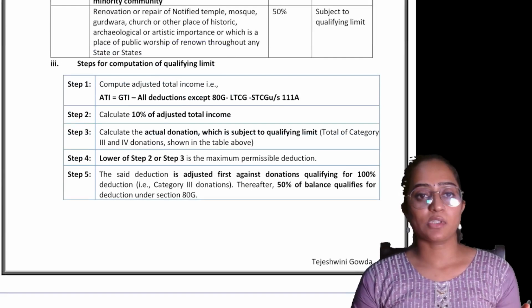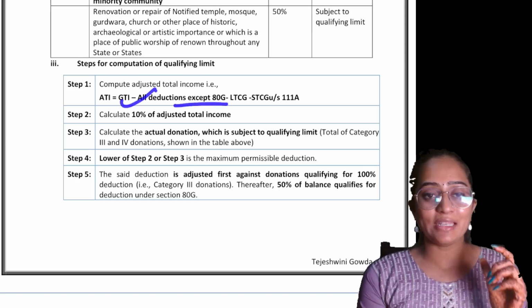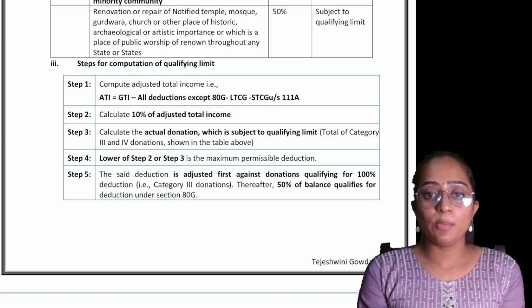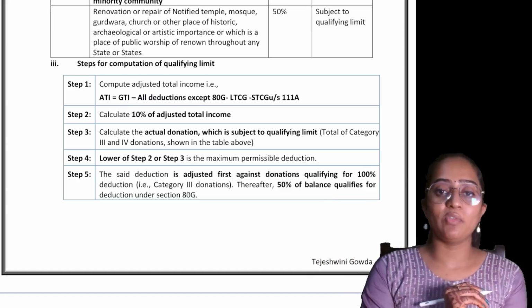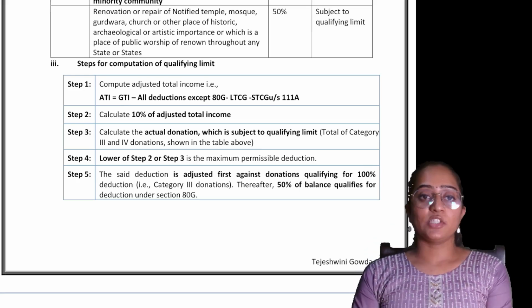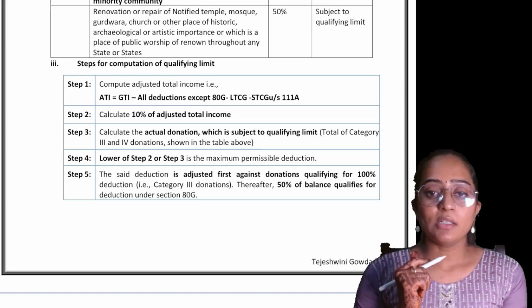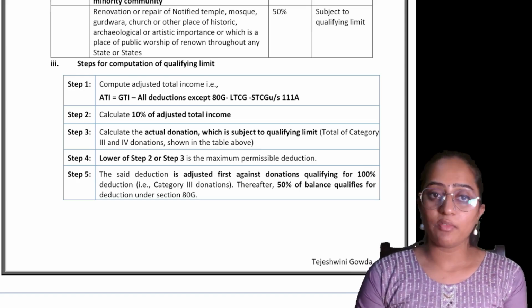Now, how do you compute your qualifying limit? It is simple. You have five steps. First, you have to calculate the adjusted total income. What is that? GTI minus all deductions except 80G, because you are calculating 80G only, people. So how can you take 80G over there? It will be a loop, no? You are doing all these things to calculate your 80G. So all deductions except 80G, minus your long-term capital gain, minus your short-term capital gain under section 111A.